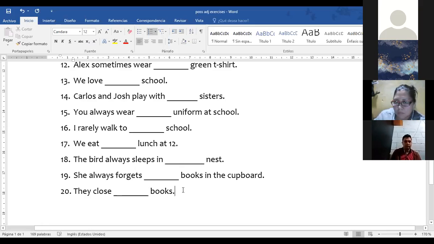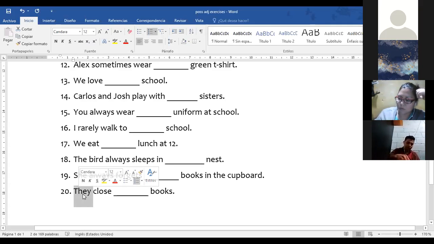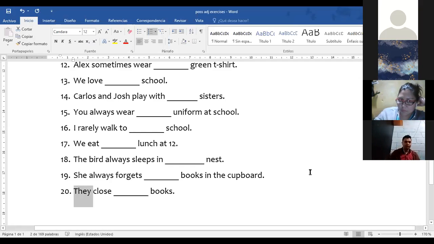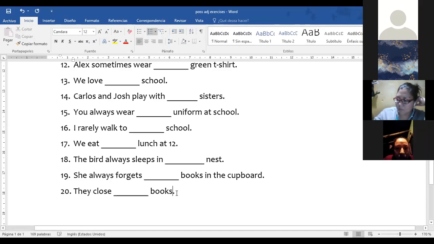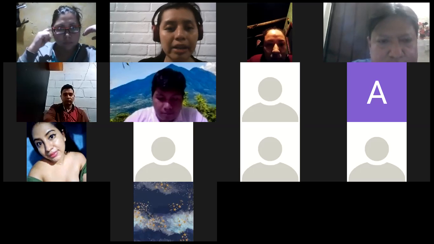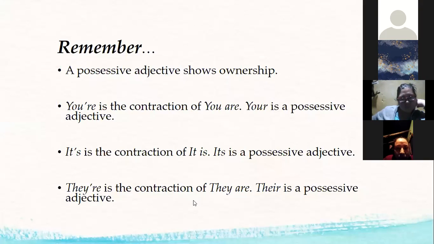They close my books. Okay, take a look at the subject pronoun. We have they. Okay, and what is the possessive adjective for they? They close our. No. Our is for we. Do you remember what is the possessive adjective for they? Their. Okay, their. Thank you.